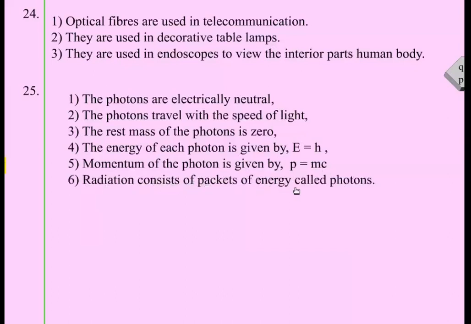Radiation consists of packets of energy called photons. So the number of photons may not be conserved in a collision. Look here, of course there are 7 points, but only 3 points are enough. Any 3 points are enough.